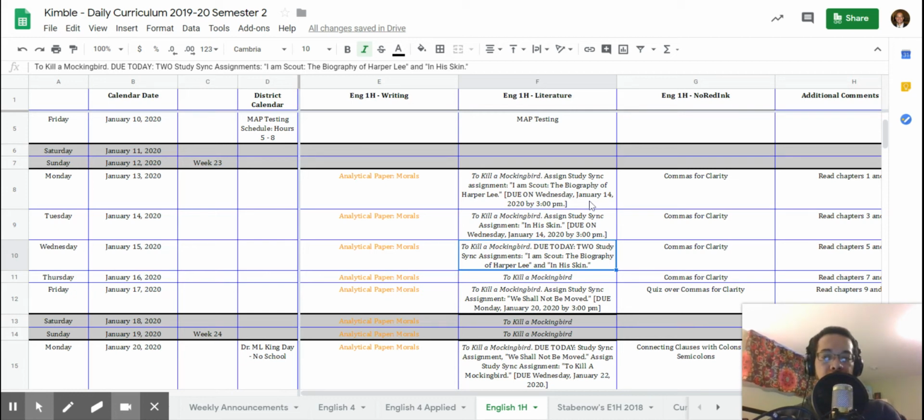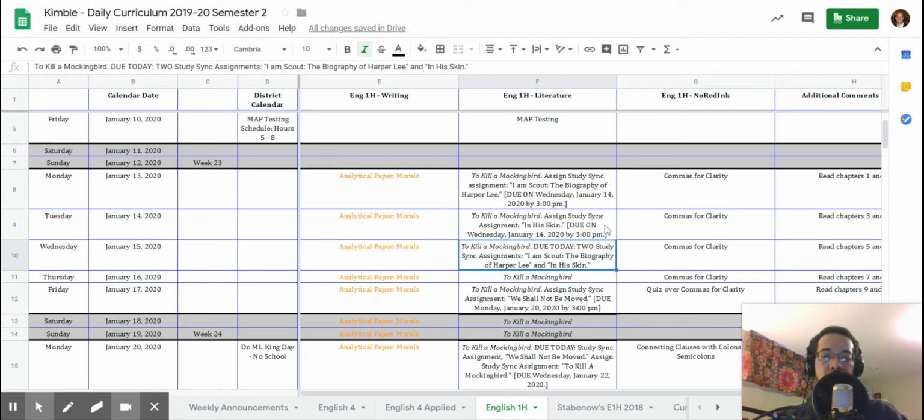So specifically for this week, I'm going to assign 2 different StudySync assignments, and they're going to be due a couple of different days. So the first one is called I Am Scout. It's a biography of Harper Lee. That's going to be due on Wednesday, the 14th by 3 o'clock. So by the end of class.